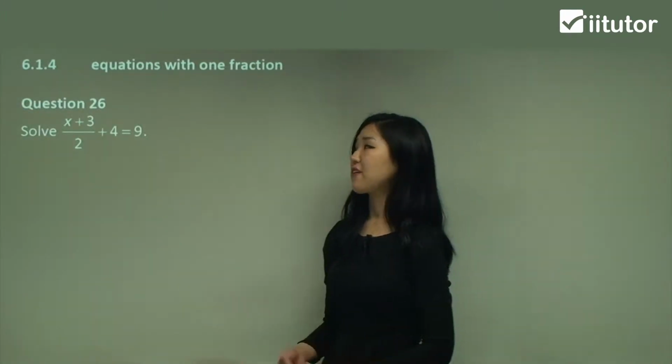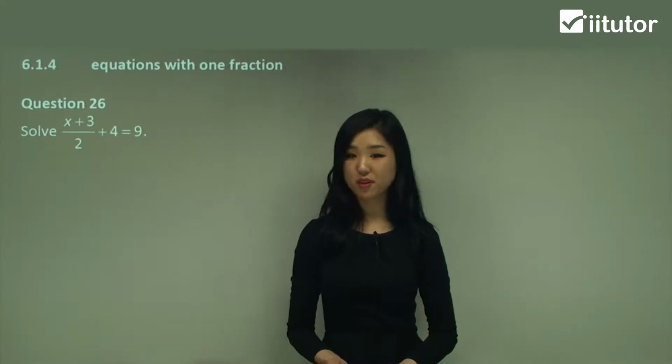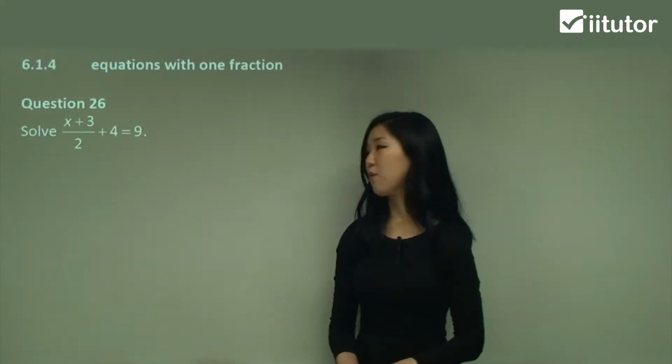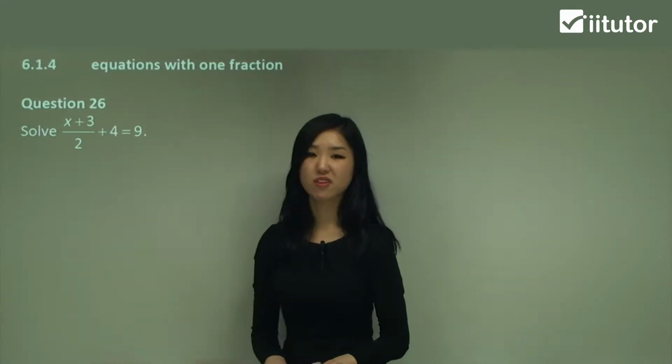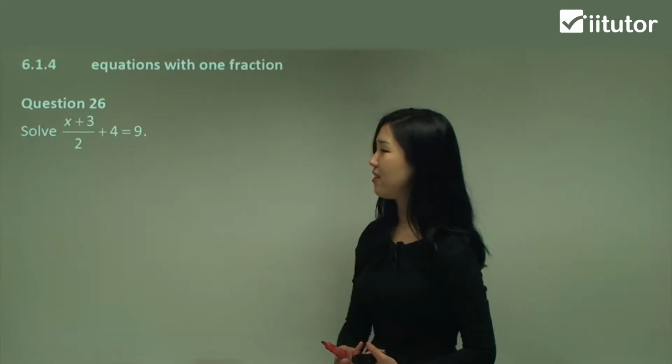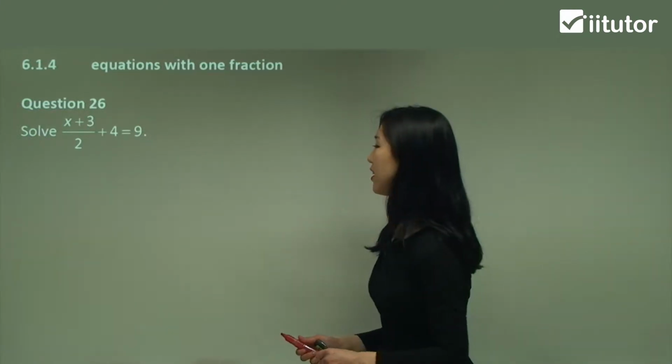Okay, we've got a fraction. We've got (x plus 3) divided by 2, plus 4 is 9. And the annoying thing about this question is that we have a fraction. I really don't like working with fractions. So what I do to get rid of the fraction is have a look over here.